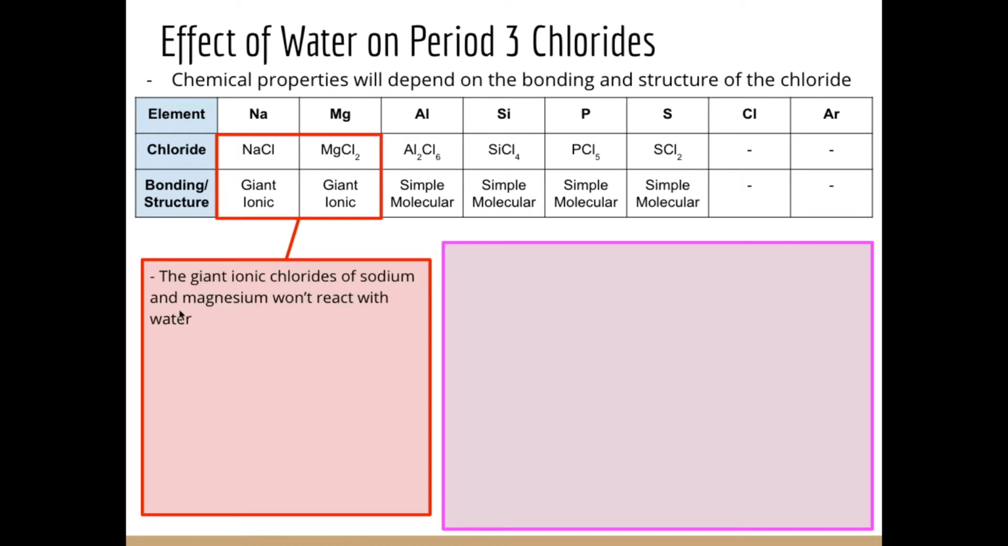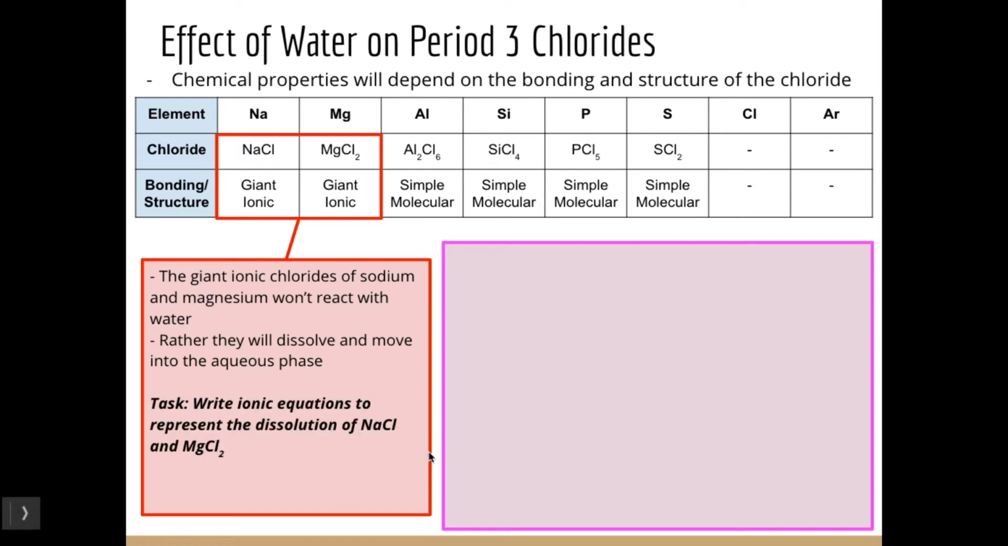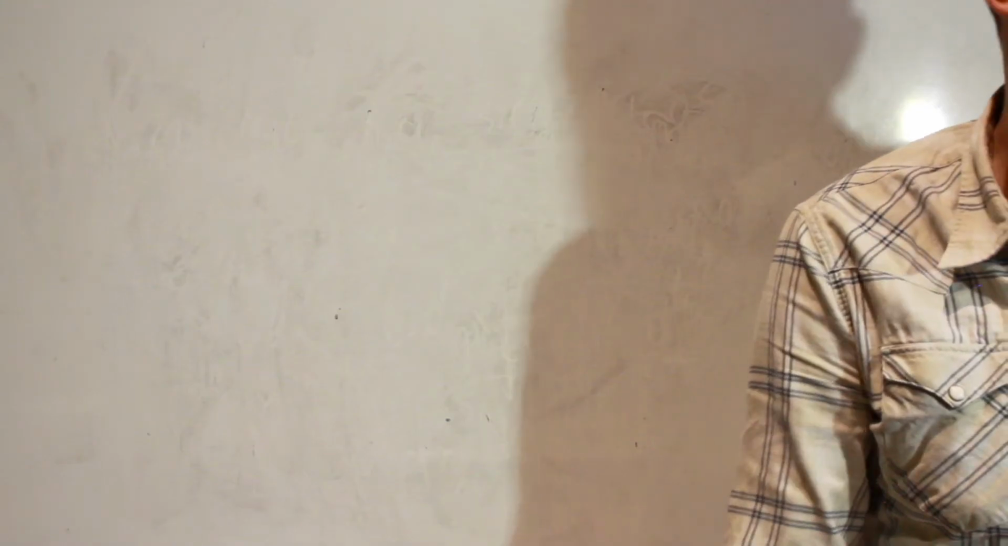Firstly, the giant ionic. Giant ionic chlorides of sodium and magnesium won't react with water. So we don't see a chemical reaction, rather we see a physical phase change where they dissolve and they move into the aqueous phase. Why don't you take this as an opportunity to see if you can write ionic equations to represent the dissolution of magnesium chloride and of sodium chloride. So we don't have a chemical reaction, we just have a phase change. Pause, see what you come up with, and then check it here.